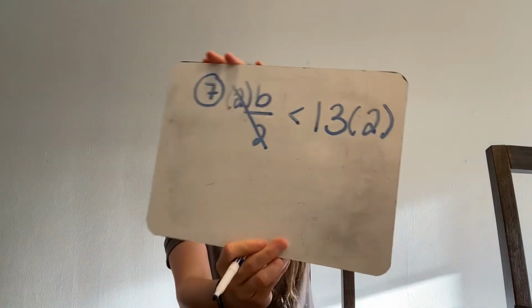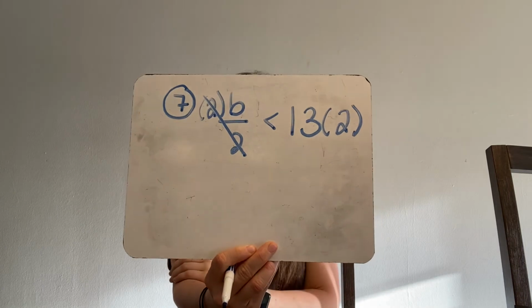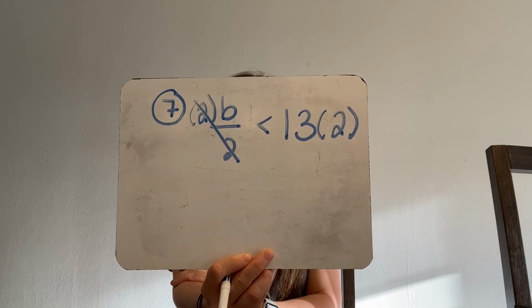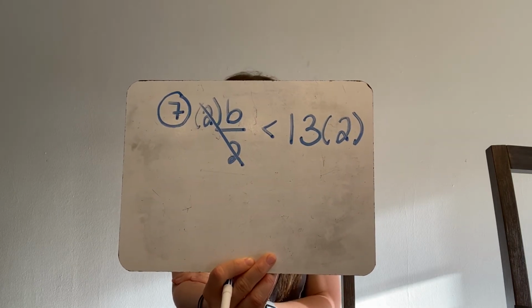Okay, but that indicates that those 2's are going to cancel. Because if I'm dividing by a 2 and then multiplying by a 2, that's going to end up being just like 2 divided by 2 is 1. So my b is now alone, and my b is less than whatever 13 times 2 is. 13 times 2 is 26. And then we would graph it from there.